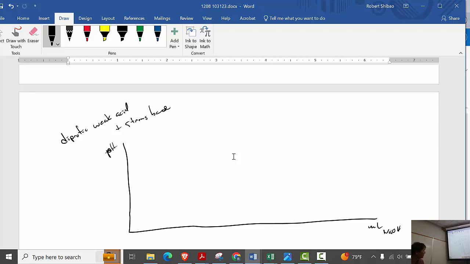For diprotic weak acid, we're going to start at a pH here, say. Then it's going to climb up a little, flatten out. Then we'll have our first equivalence point, and that's going to flatten out. And then we're going to have our second equivalence point. And this will flatten out here. So we expect to see two equivalence points. This will be neutralizing the first proton. And over here, this will be neutralizing the second proton for weak acid.